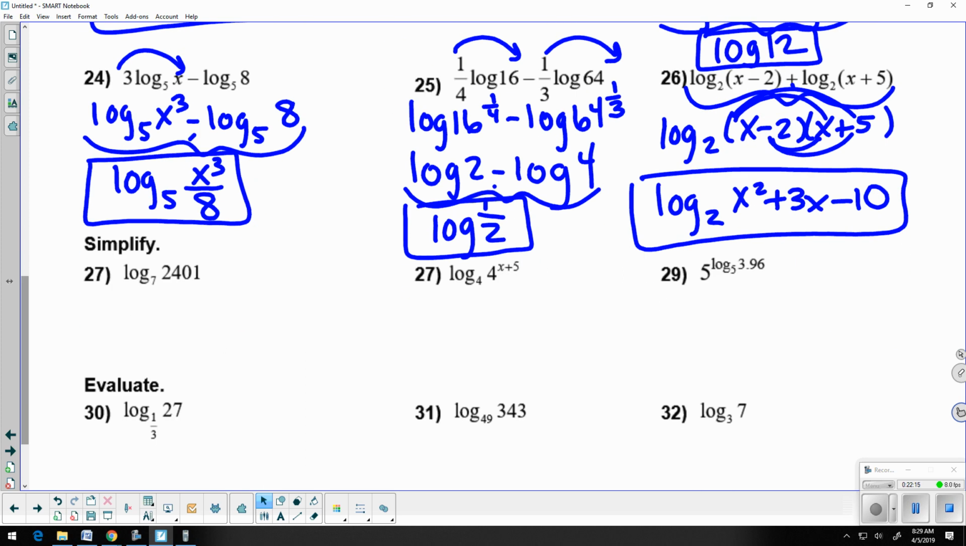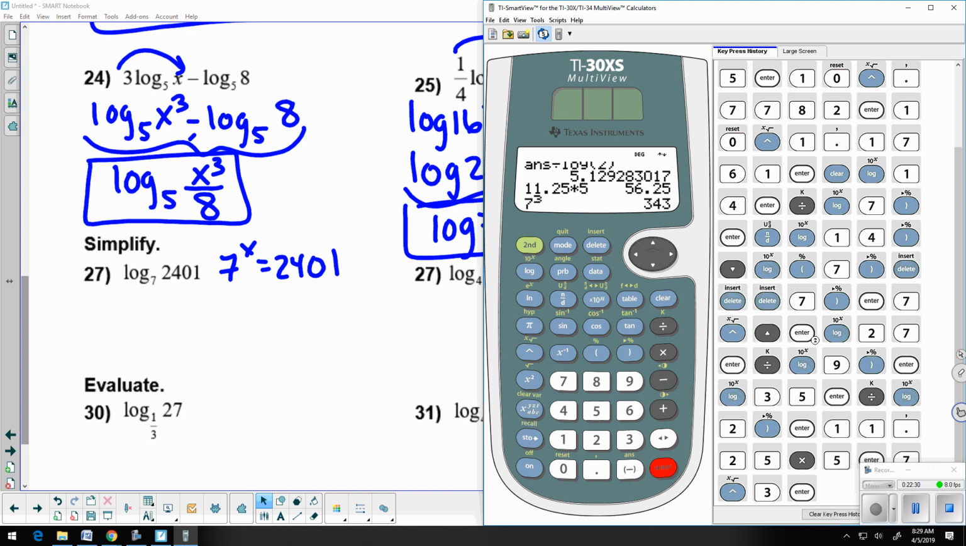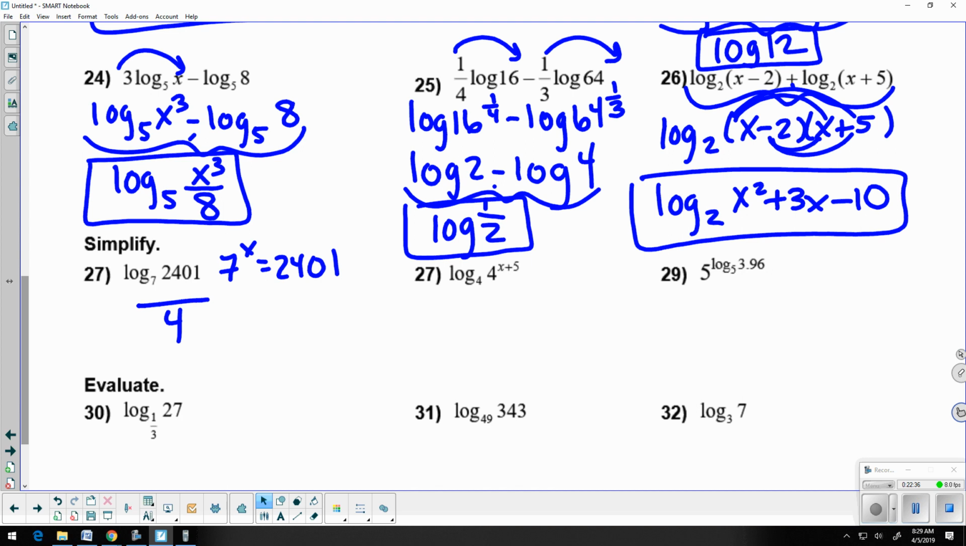So for number 27, the question is, if I'm simplifying this logarithm, I'm trying to find 7 to what power is 2401. So we can kind of play around with some numbers. Let's try and see if we can do some mental math. I know 7 squared is 49. Let's try 7 cubed and see what that looks like. Well, that's too small. Let's try 7 to the 4th. Is that it? That's it right there. Answer would just be 4.